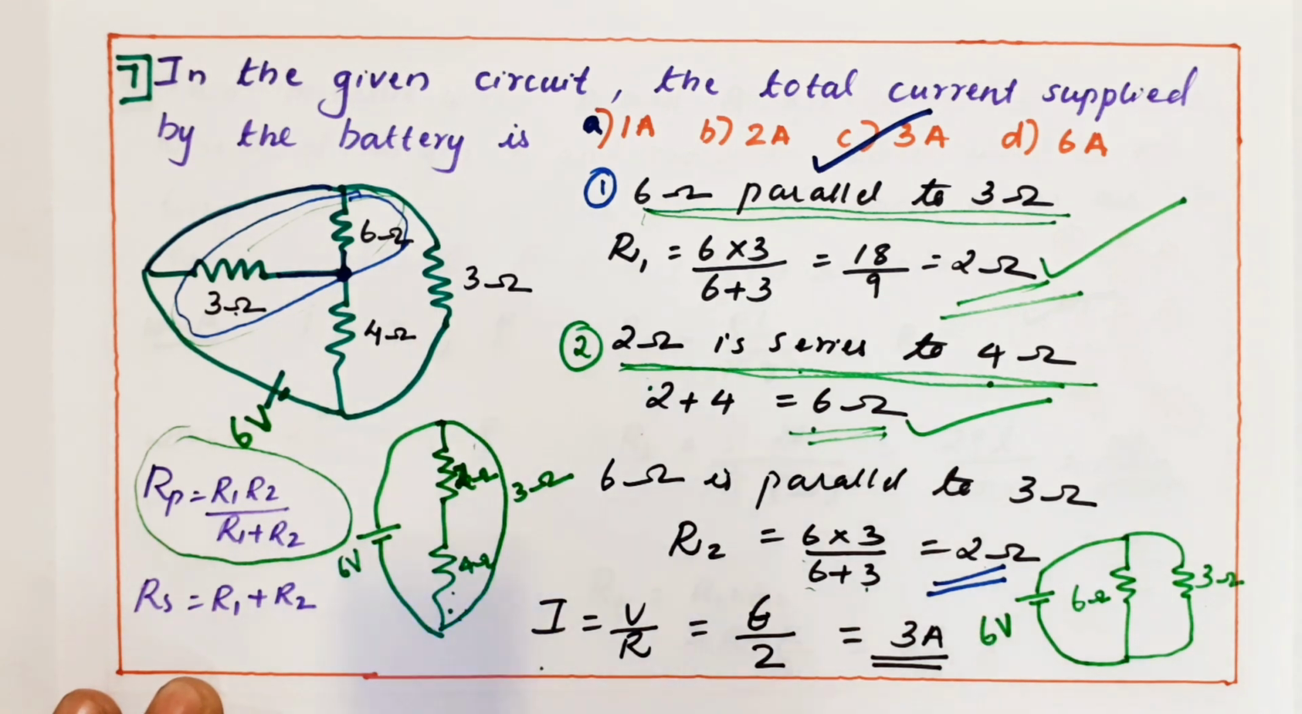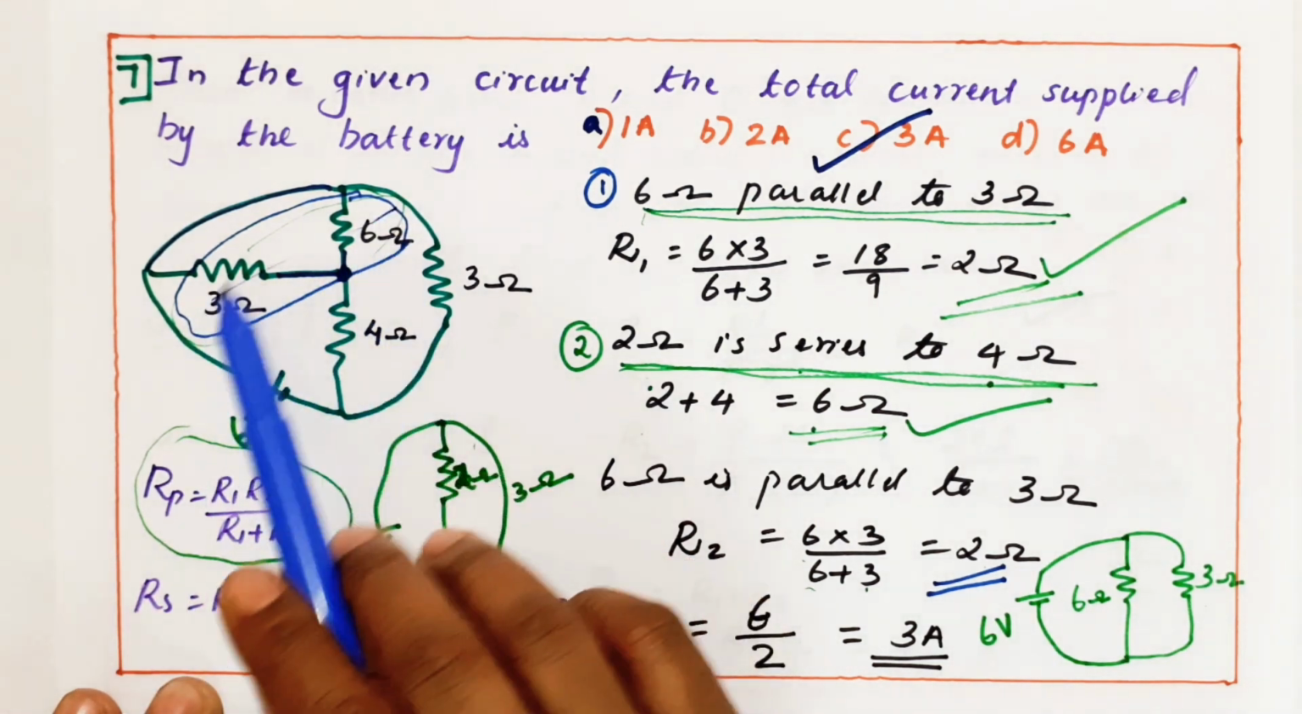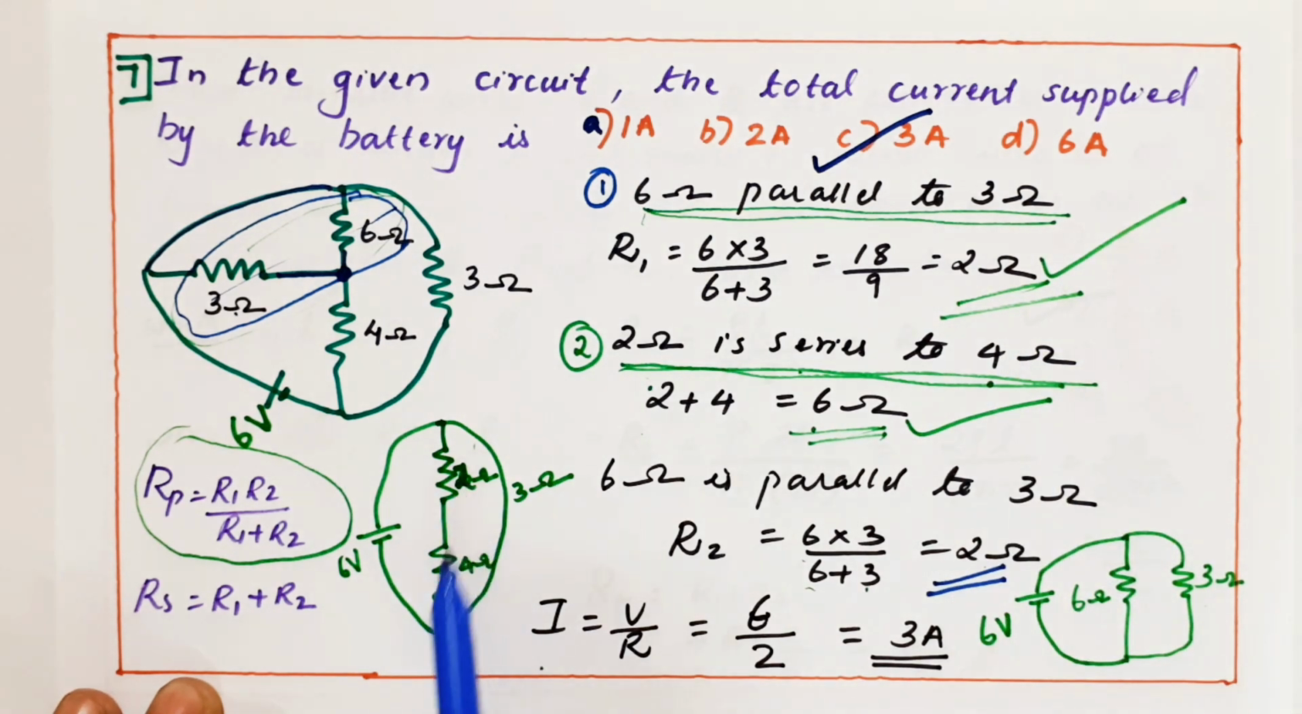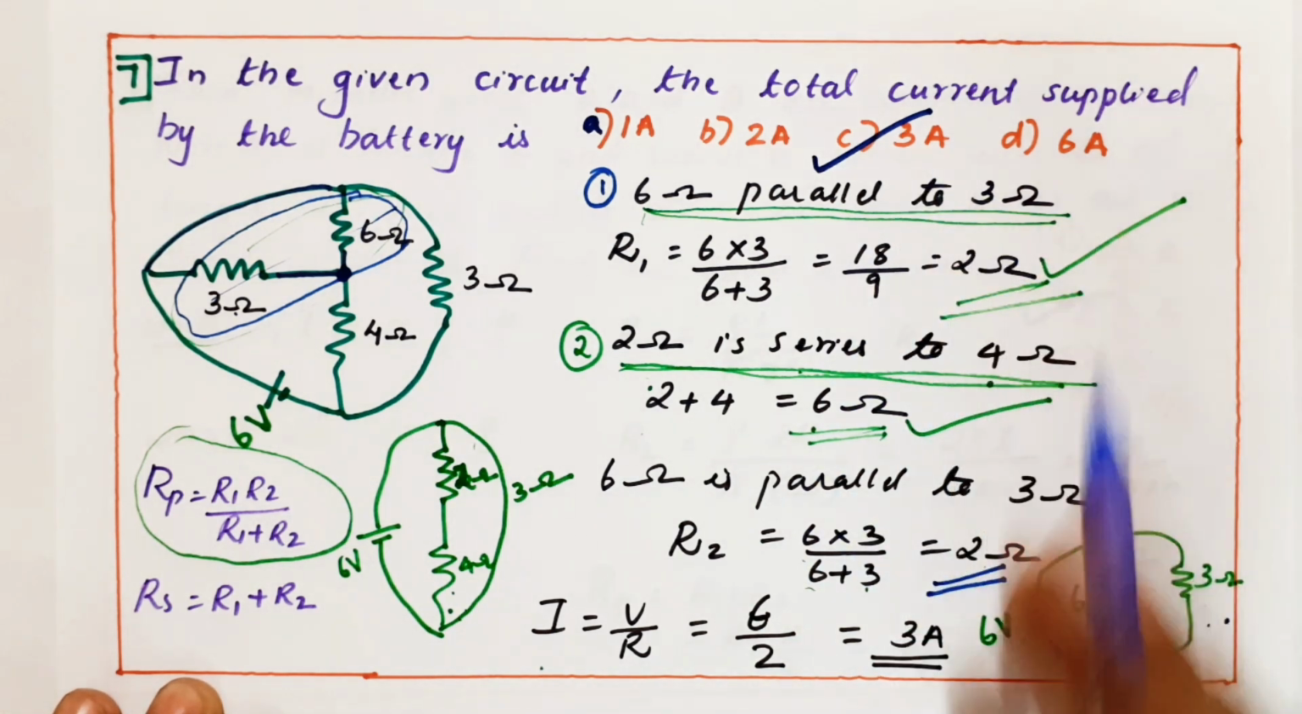So how many steps are we doing? 4 steps. These two are in parallel, we get 2 ohm. That 2 ohm and 4 ohm are in series, 6 ohm. That 6 ohm and 3 ohm again come in parallel, and we get 2 ohm. So the total current is 6 by 2. What is 6 by 2? 3 ampere. So your answer is 3 ampere.